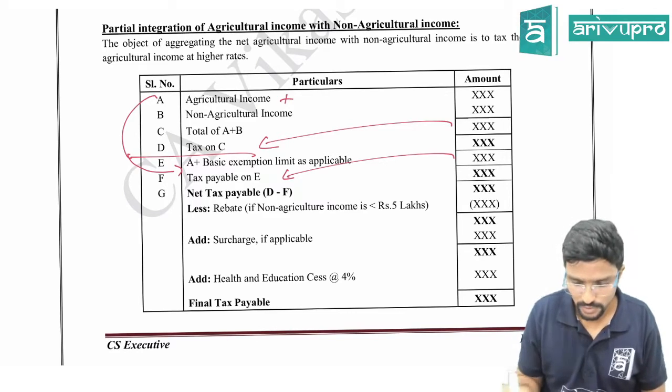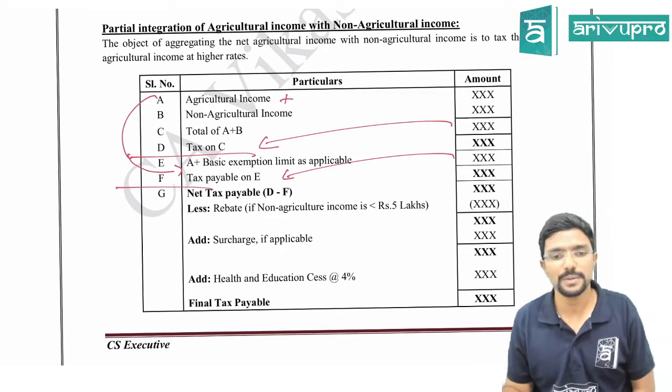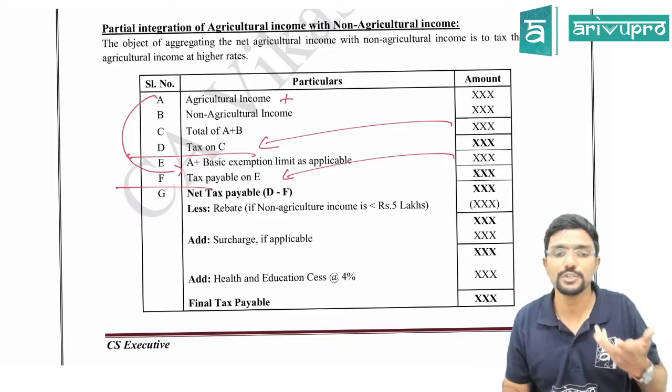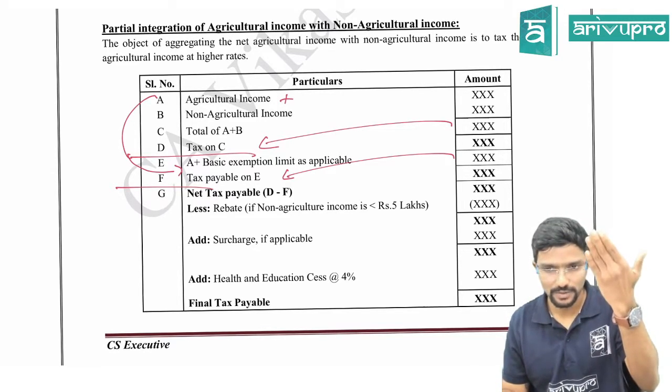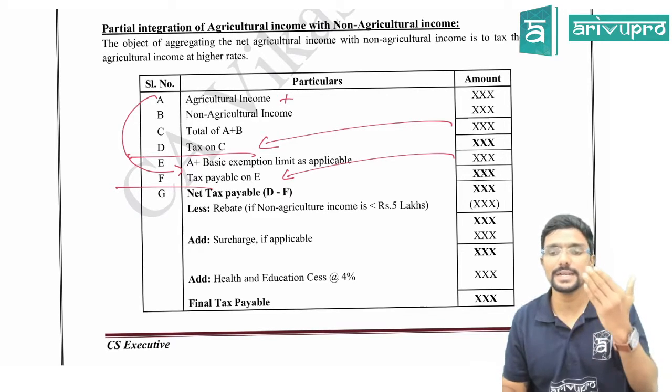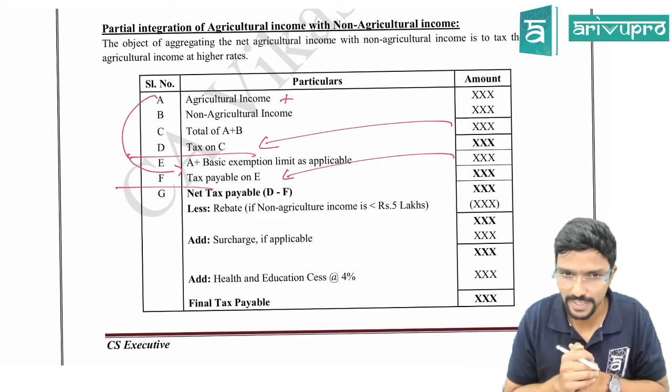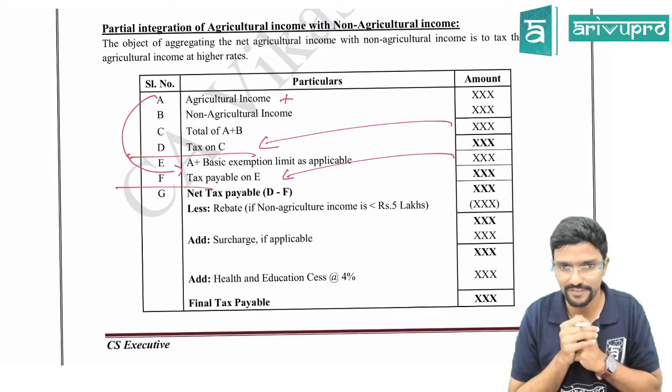Okay, fine. So here step 2 ends. So now what is the tax I should pay to the government? D minus F. That is, tax on your total minus tax on your agriculture income plus basic exemption limit. Agree? So that is D minus F.